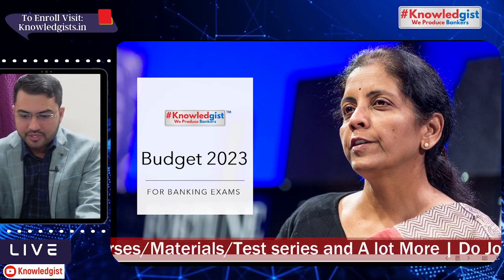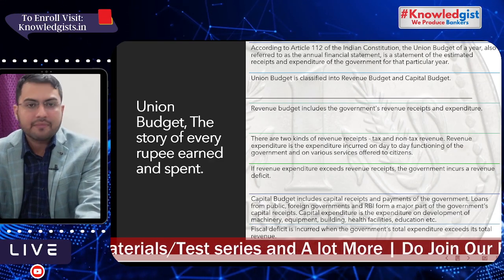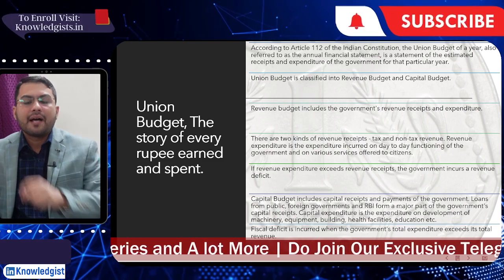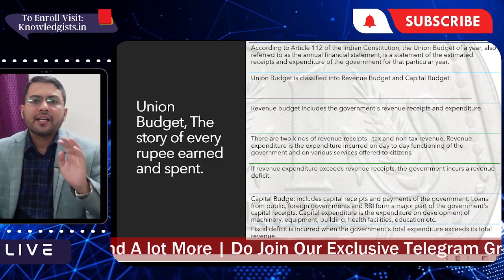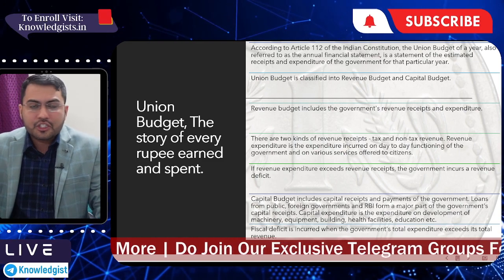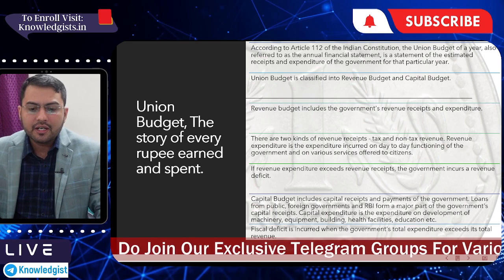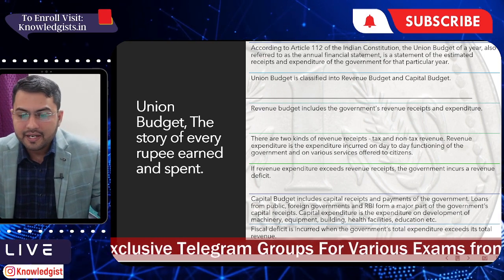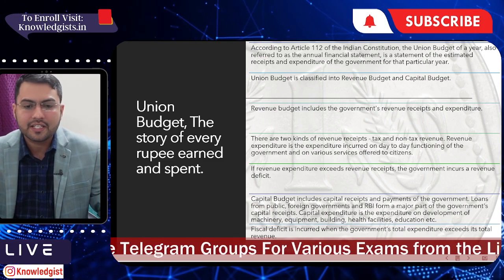So here you can see Madam Sitharaman presenting her fifth full budget in a row in Parliament. According to Article 112 of the Indian Constitution, the Union Budget of a year is also referred to as the Annual Financial Statement, a statement that estimates the receipt and expenditure of the government.